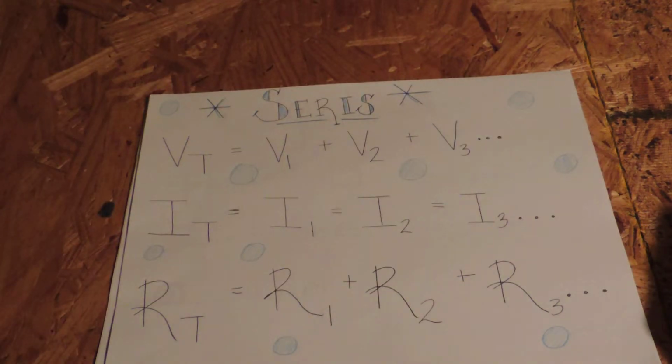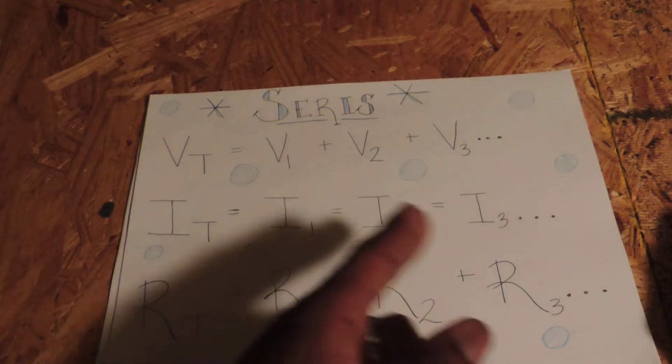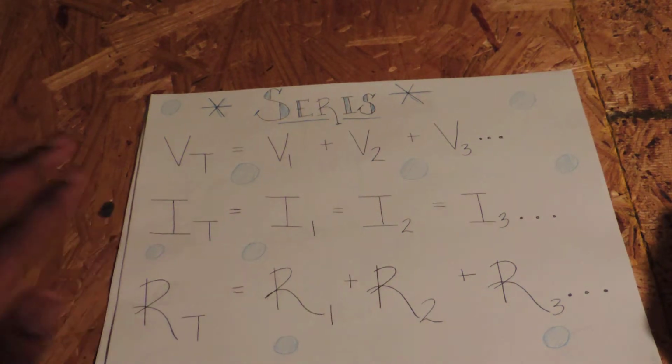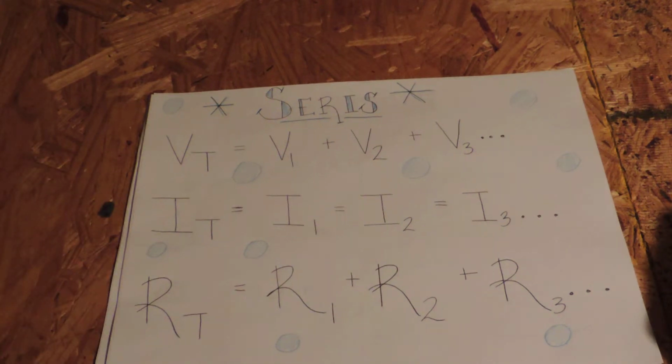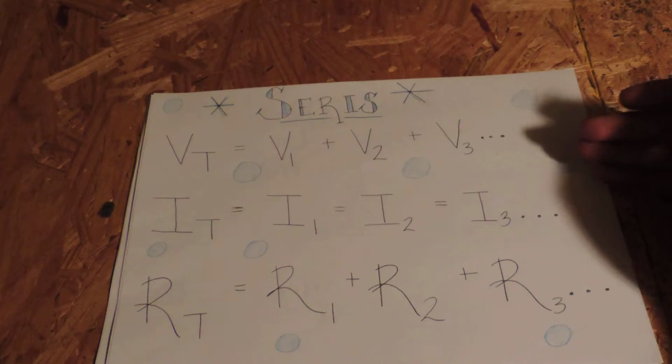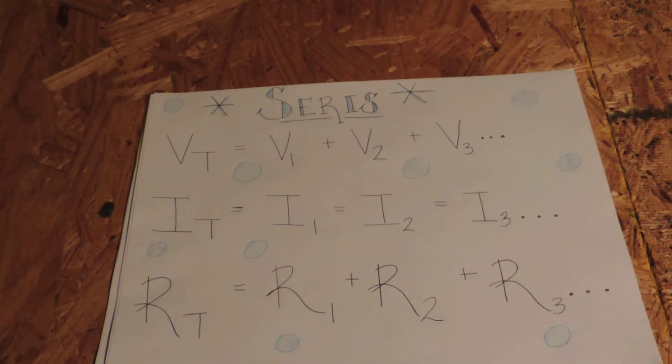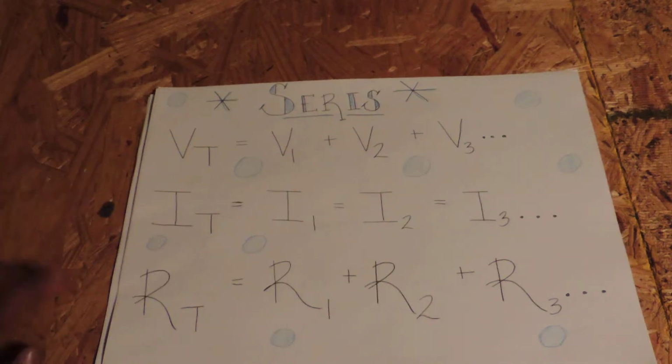For a series circuit, to find your total voltage, V1 plus V2 plus V3 will add up to give you your total voltage. To find your total current, every current on here will be equal to total current. And to find your resistance, it's the same as the voltage. You add up all your resistance and you'll find your total resistance. The only thing that does not change is your total current.